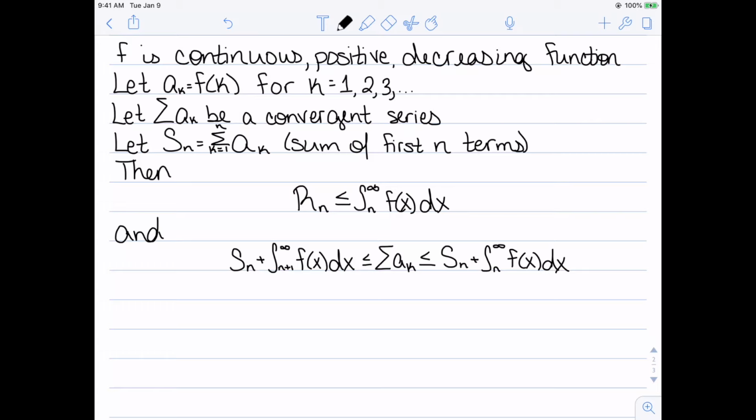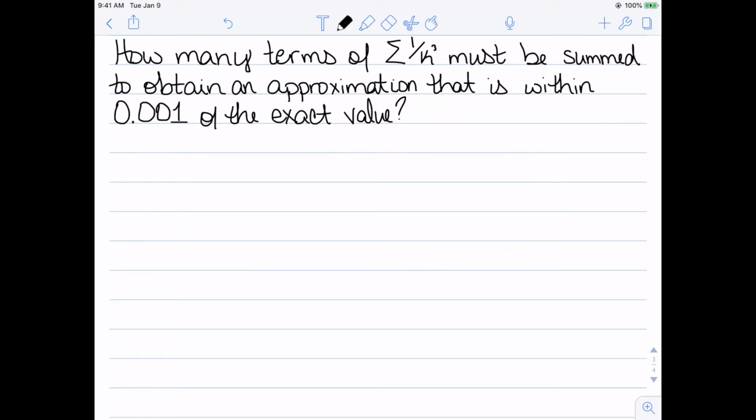Let's look at some examples of actually using this. How many terms of my series, the sum of 1 over k cubed, must be summed to obtain an approximation that is within 0.001 of the exact value? We just said that Rn is less than or equal to the integral from n to infinity of f of x dx. We know we want Rn to be less than or equal to 0.001. We also know that the function defined by this series is 1 over x cubed.